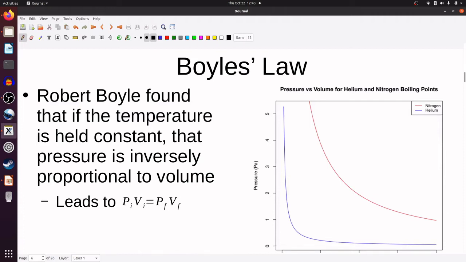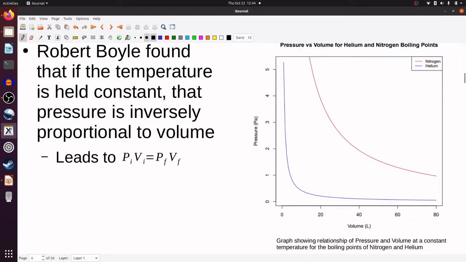Boyle's law is the next thing we'll talk about. Robert Boyle found that if temperature is held constant, pressure is inversely proportional to volume. So basically, what this boils down to is if N, your number of moles, and your temperature are constant, then PV equals nRT is basically P is equal to some constant over V, because everything else is constant but your pressure and volume. And so that's what leads to this equation.